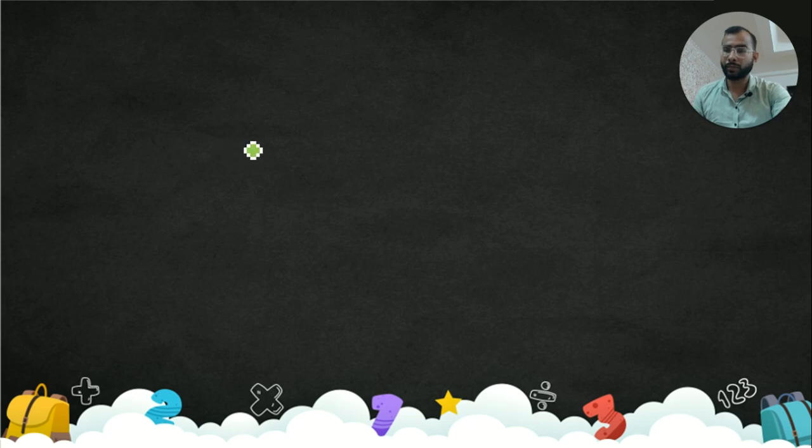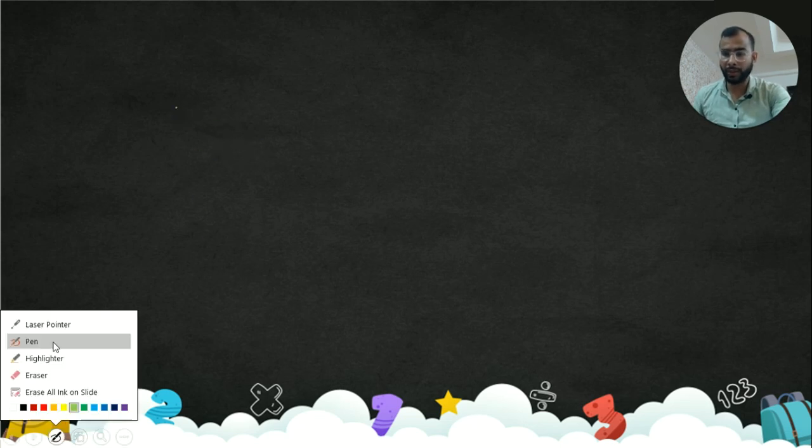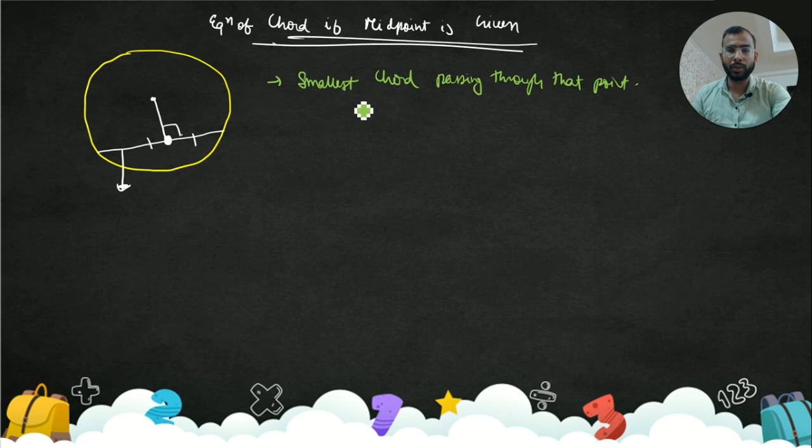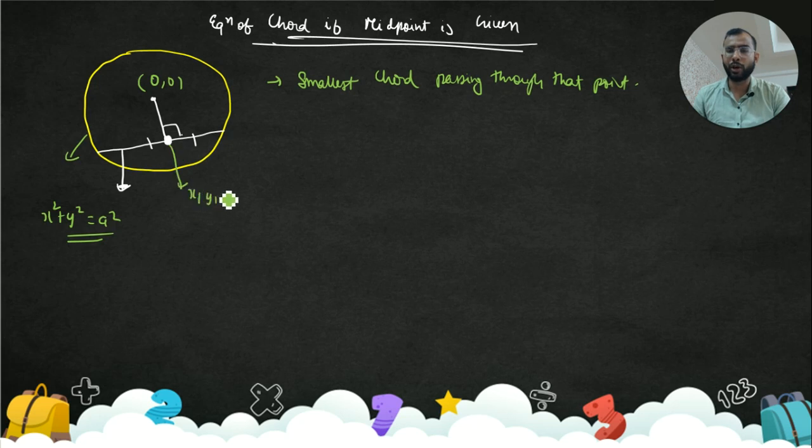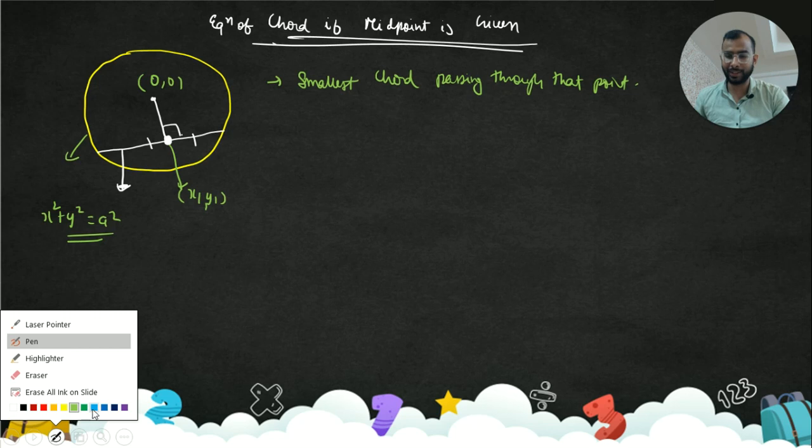So where were we? Yes, the smallest chord passing through that point. This is the first case. Let's quickly write the proof. First let's derive this. Let's say the center is (0, 0). The equation of the circle is x square plus y square is equal to a square, an easy thing. And this point which is given is (x1, y1). And we are interested in the equation of this line.